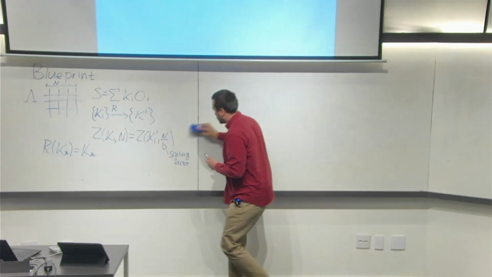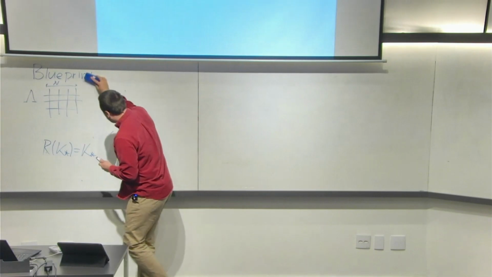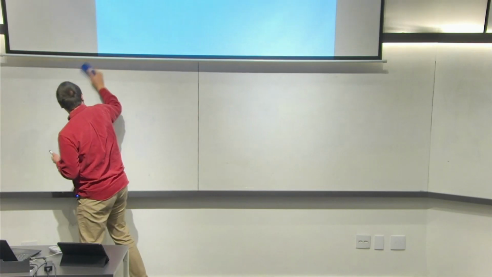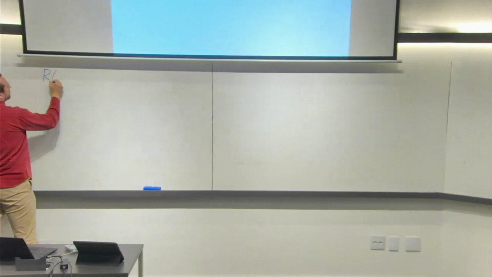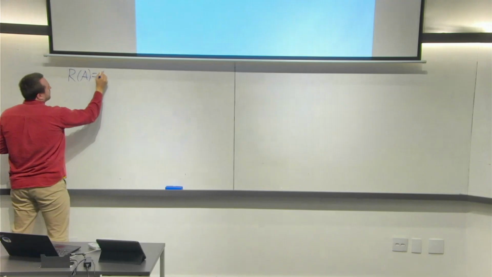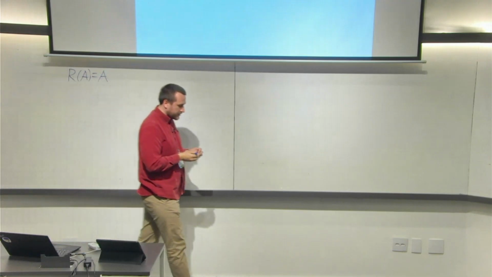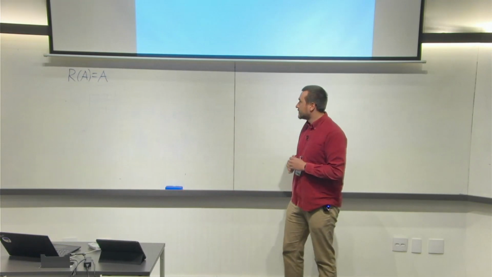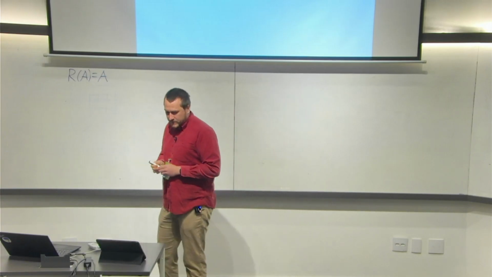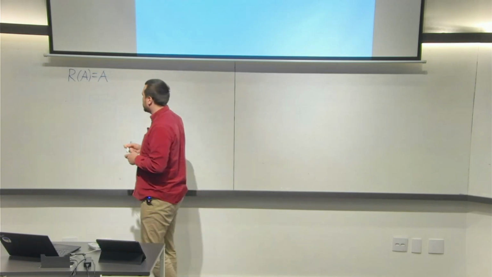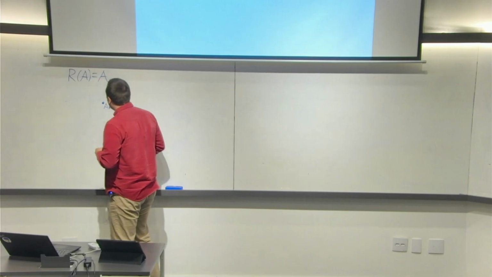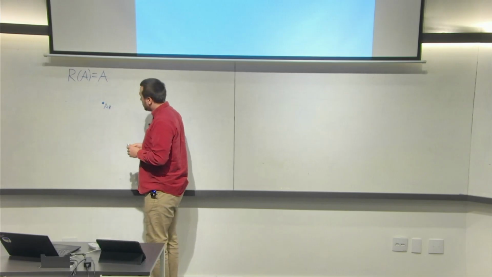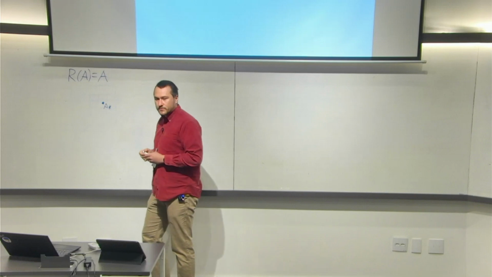Yeah, now let us focus on this equation. R of A equals A. Let me write it down. So this is our holy grail. This is what we want to solve at the end. And how can we do it? Let us imagine that we already know where the fixed point is, and then we understand the flow, at least in a small neighborhood of this fixed point.